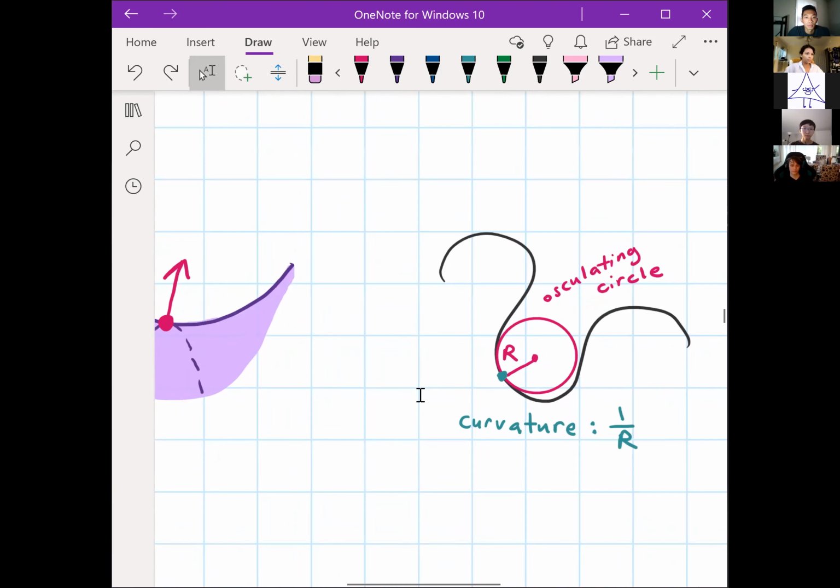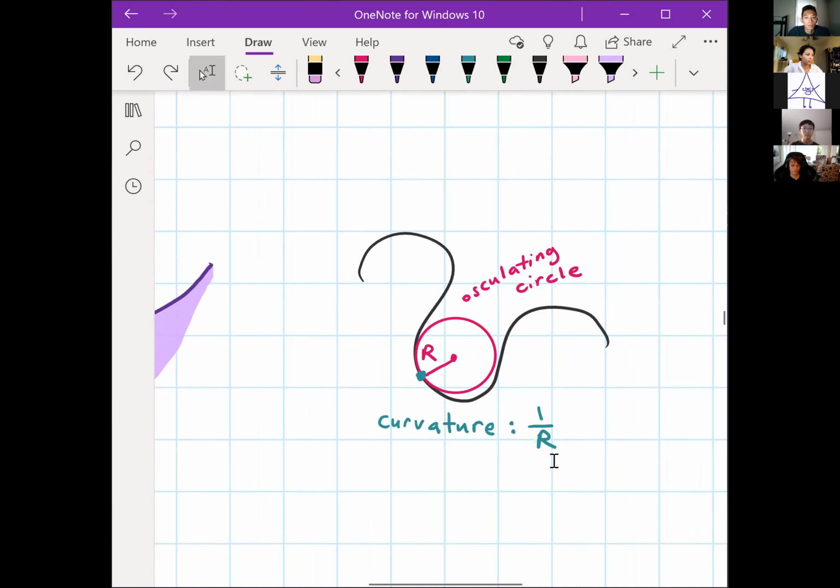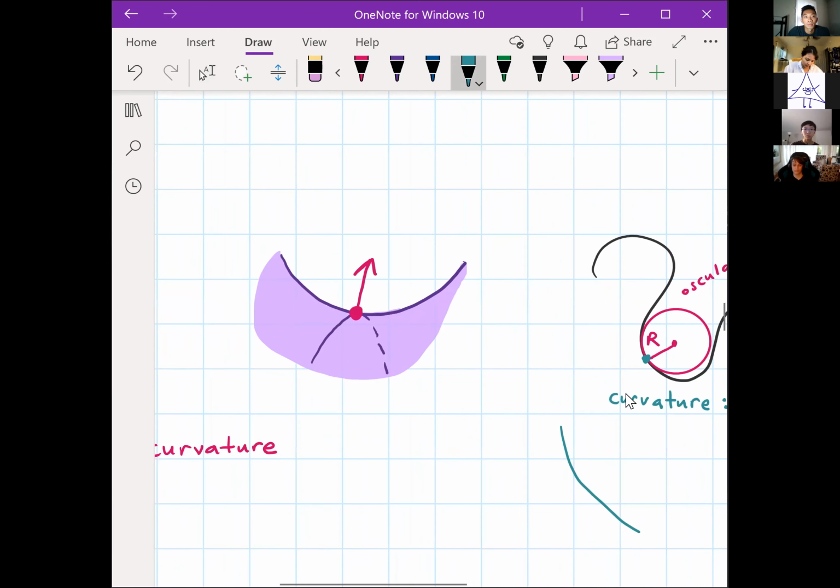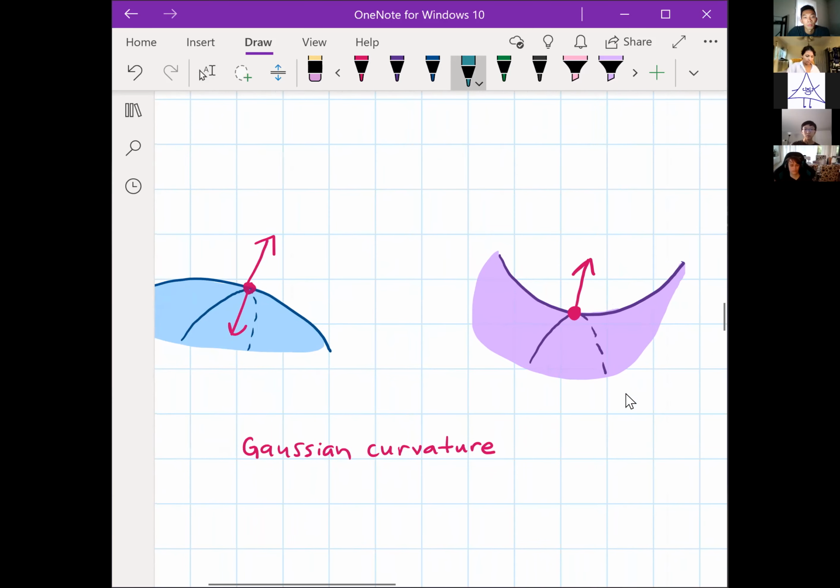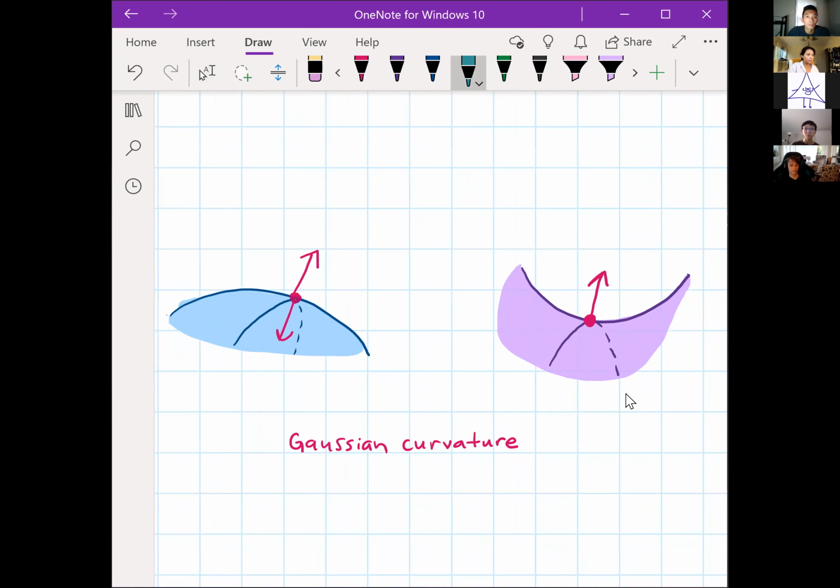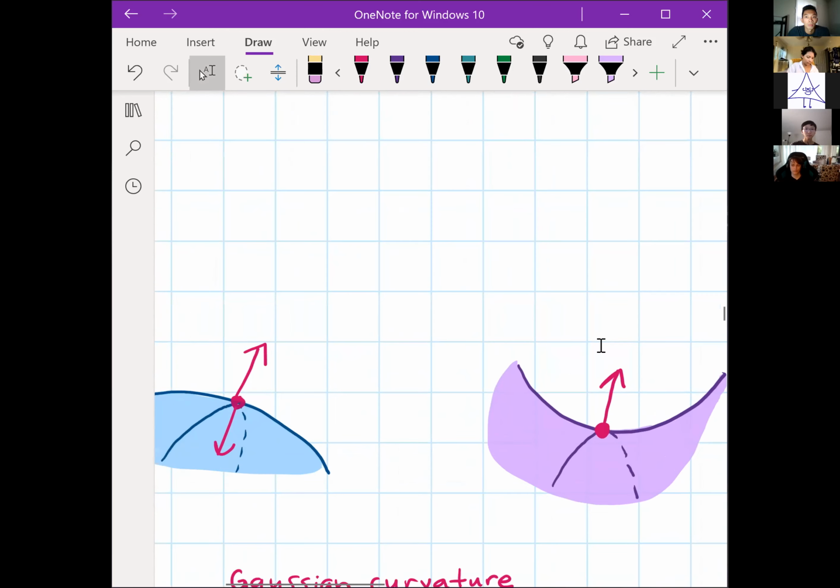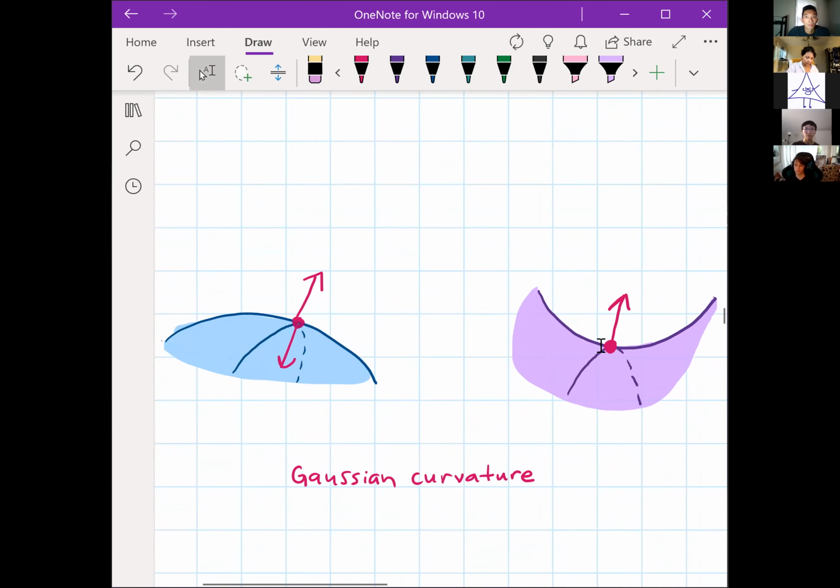I guess the reason we do 1 over r is that if your circle is really, really big, then it's going to look kind of flattish. So then the curvature should be smaller. But anyway, back to Gaussian curvature. If we want to find the curvature of a surface, we do the following thing.